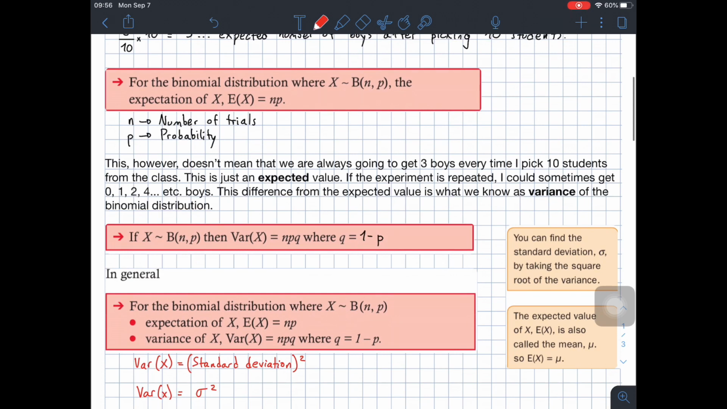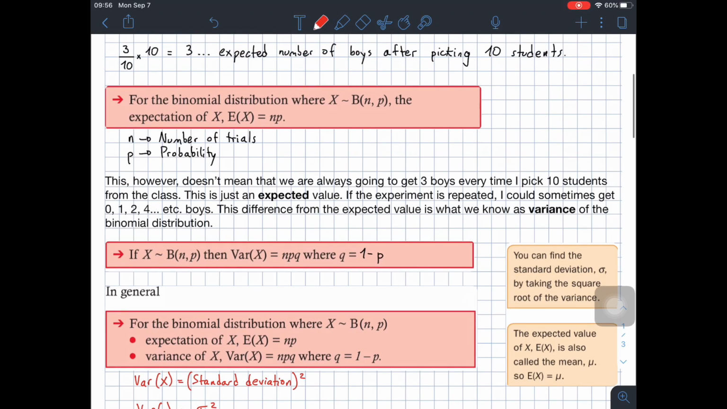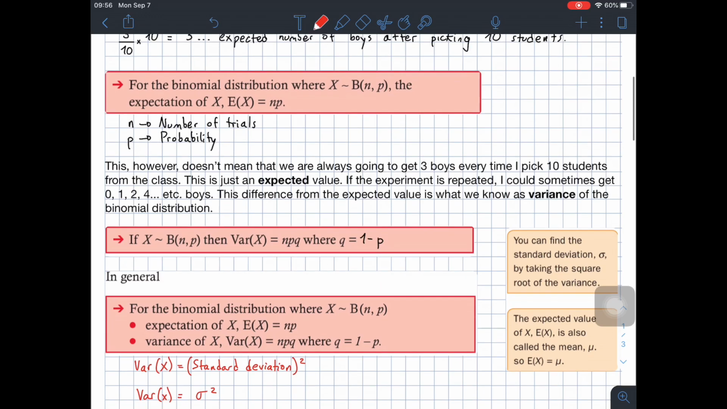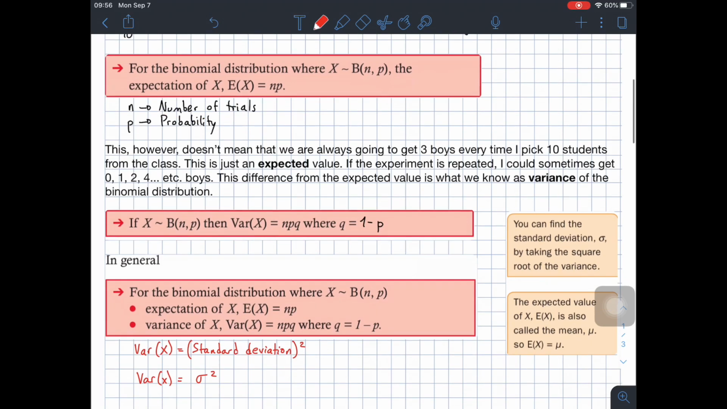Then it says, for the binomial distribution, where x is binomially distributed with n trials and a probability of success of p, the expectation of x is calculated in that way. It's n times p. The total number of trials times the probability of success of a specific event, right? Just as we found in this case. So n is the number of trials, p is the probability. That's something you should already know.